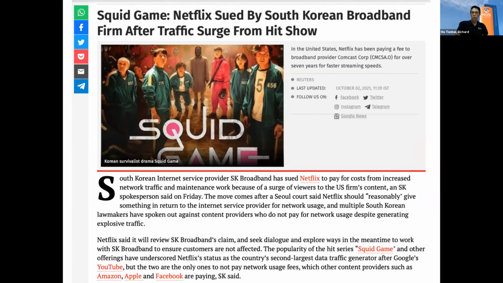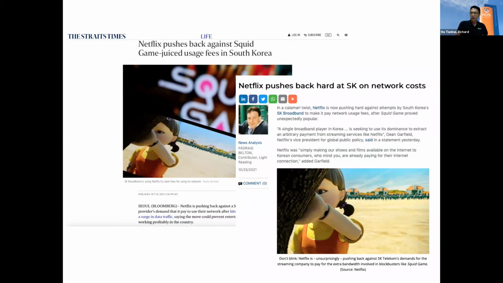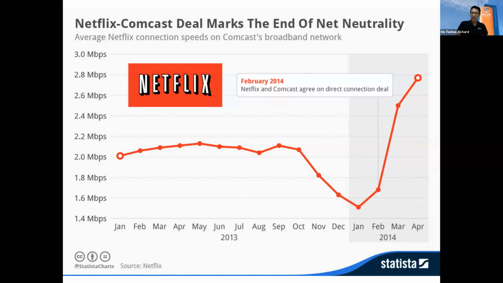Okay, so what attracted my attention was also the side remark shown here. It says that in the United States, Netflix has been paying a fee to broadband provider Comcast for over 7 years. Actually, this is something I knew. Obviously, now SK Broadband also wants to get a share of the profits generated by Netflix. But of course, Netflix doesn't want to pay, and this is shown from recent news. Netflix even threatens that it might stop the service and quit the Korean market. But at this moment, we don't know what's going to happen. But we do know that even the Netflix Comcast deal was not settled in an easy way.